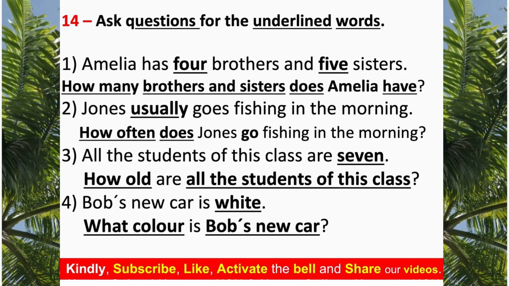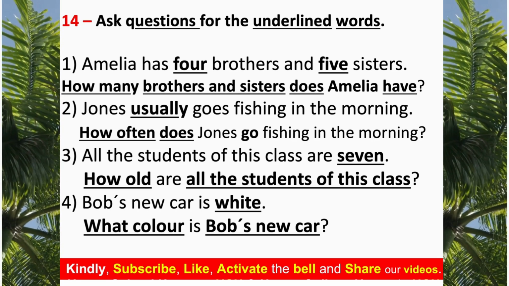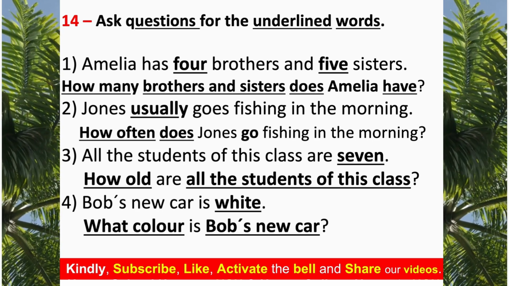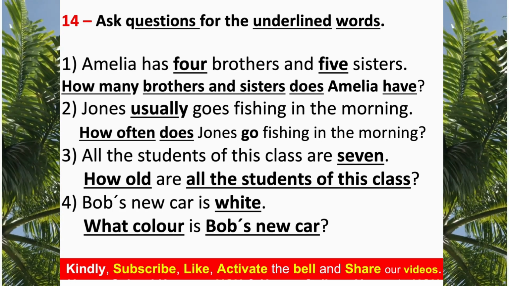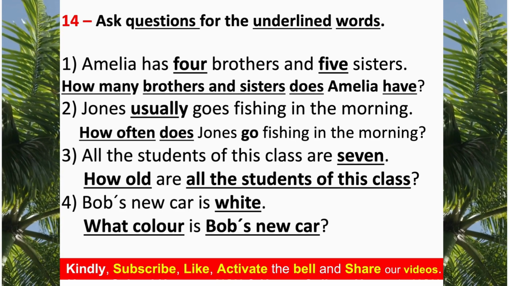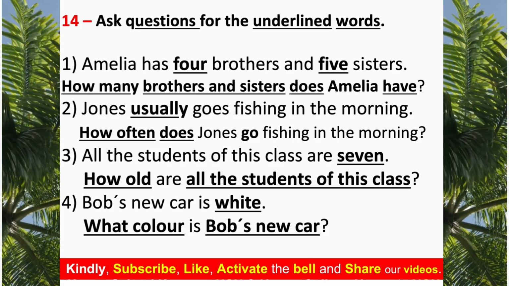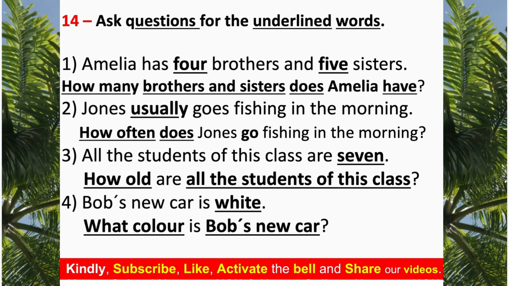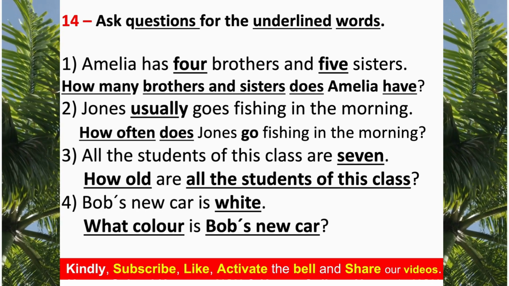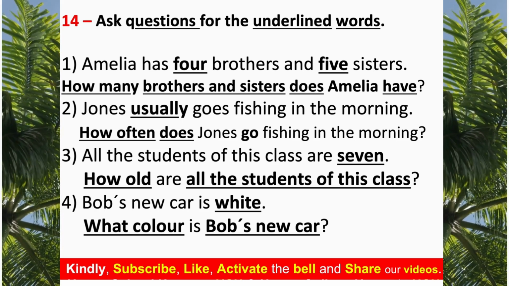The question is a little bit difficult, because you are going to do many things in the same question. The first thing you are going to write is how many. After how many we always use nouns in the plural form. So how many brothers and sisters? And because we have the verb has, in the present simple we need to put does. So how many brothers and sisters does Emilia have? Three things you are going to do in this question. How many brothers and sisters does Emilia have?